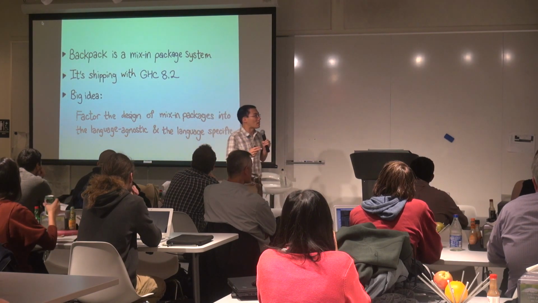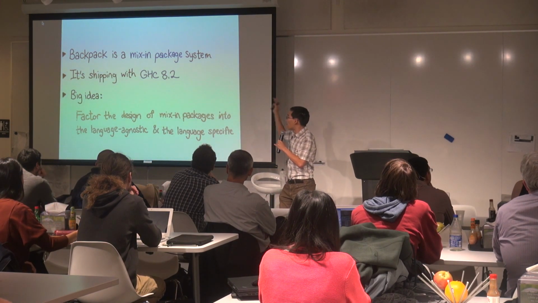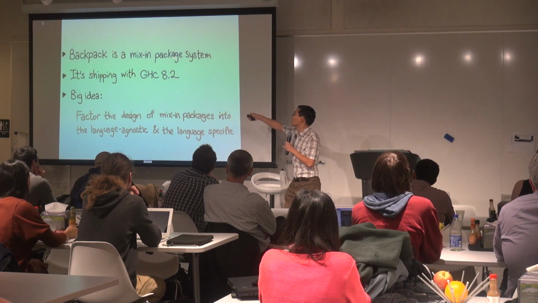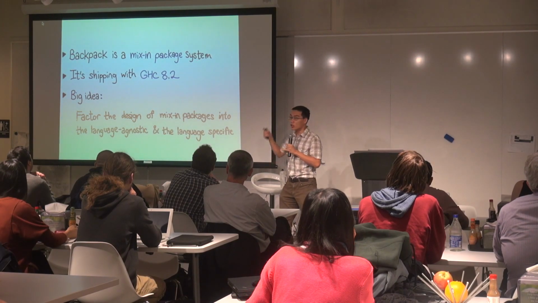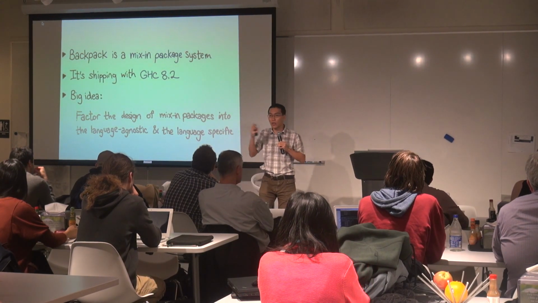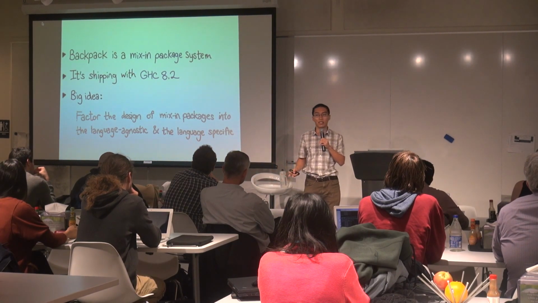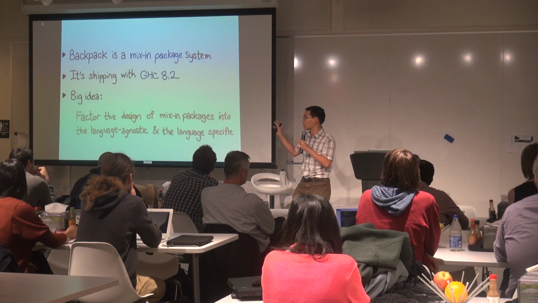So what do I want to tell you about? Well, it can all be summarized by this one slide. First, Backpack is a mixin package system. I guess this is not a very good summary because what are mixins, what are packages? I'll tell you what that is. Two, it's actually shipping with GHC 8.2. Like, it's merged ahead. We haven't cut the 8.2 release branch yet, but when we get there, it will actually be there. So that's pretty cool.